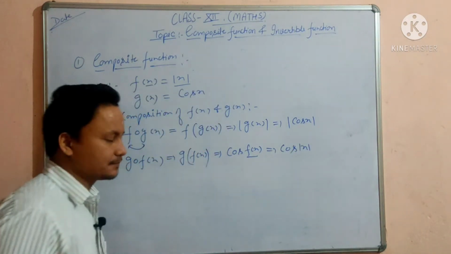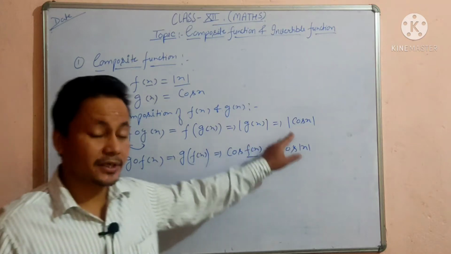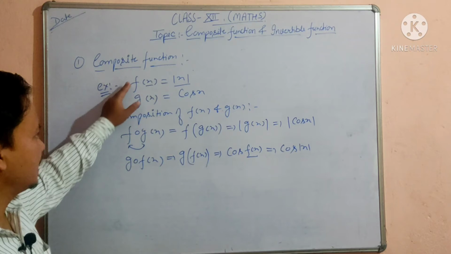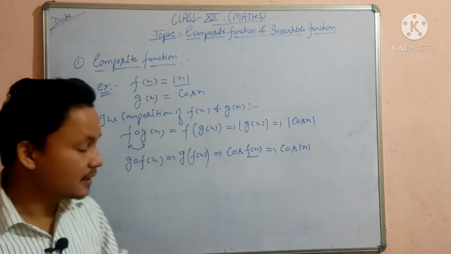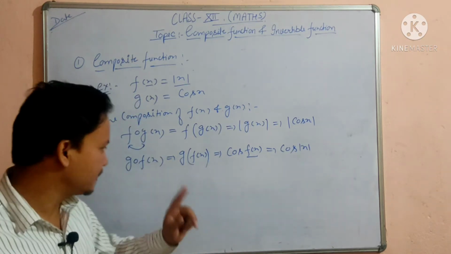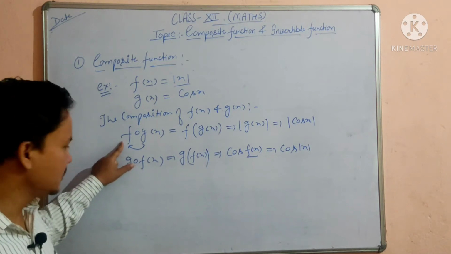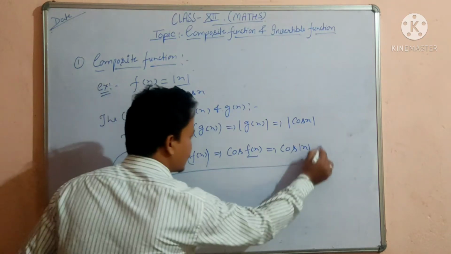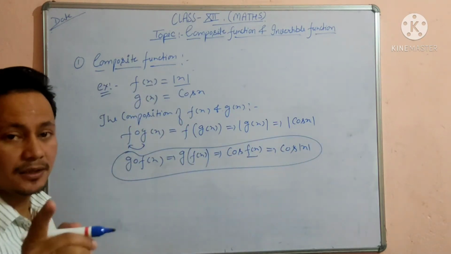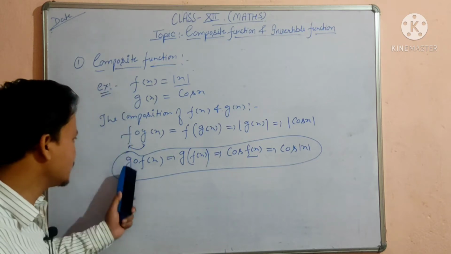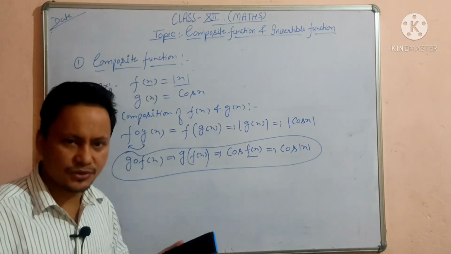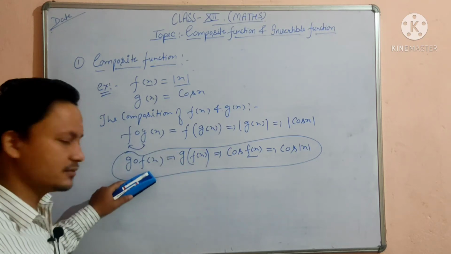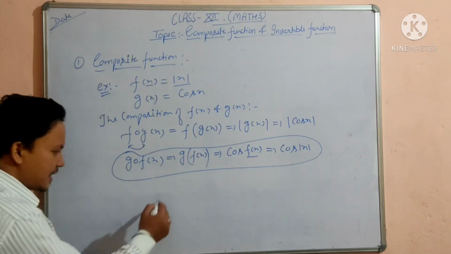So see again, fog and gof are not equal. Both are composite functions of fx and gx. But what is the difference? The difference is both are not equal. Basically gof is the composition of these two functions, and fog is also a composite of both functions. Now I am making a diagram over here.